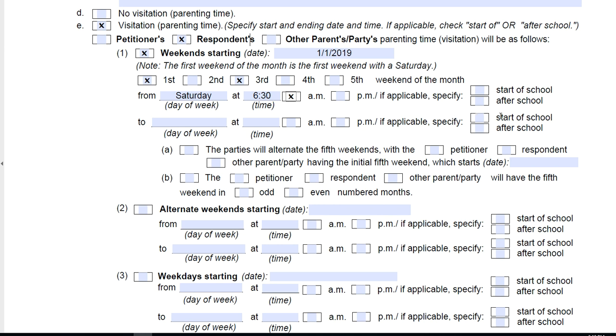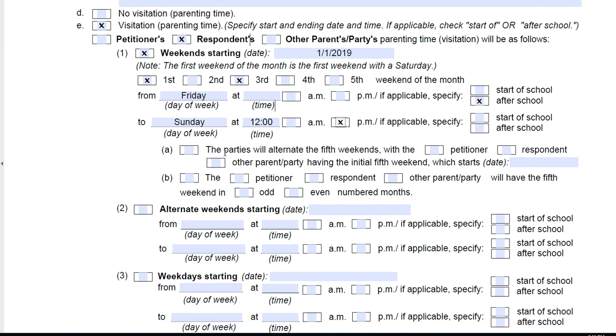It is entirely possible to just say that visitation starts, let's make this Friday, and we'll leave this one blank because we're just going to mark after school. So this would mean that the respondent would pick the children up from school on Friday and then have them until whatever day of the week you agree to. It could be Monday at the start of school, or it could be Sunday at noon. These are all possibilities.